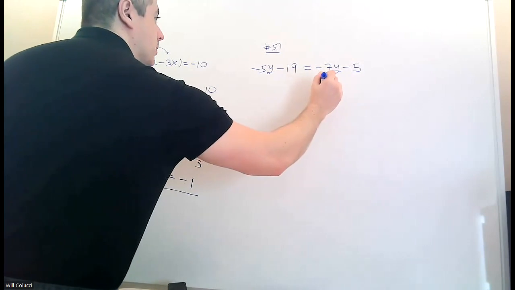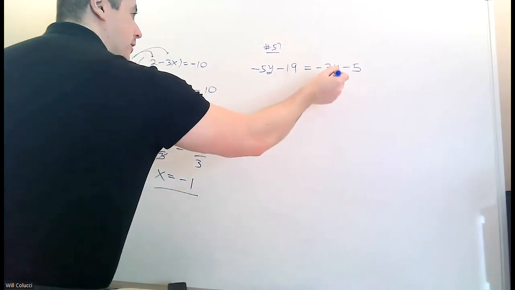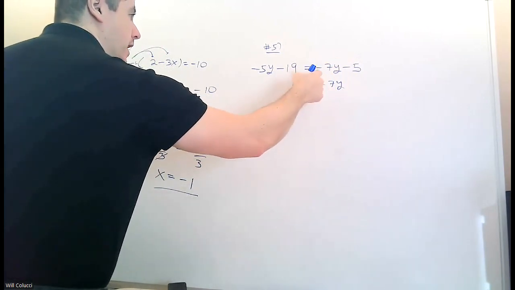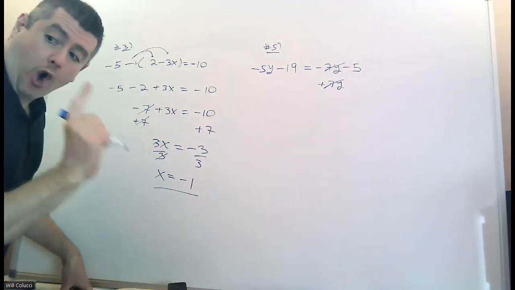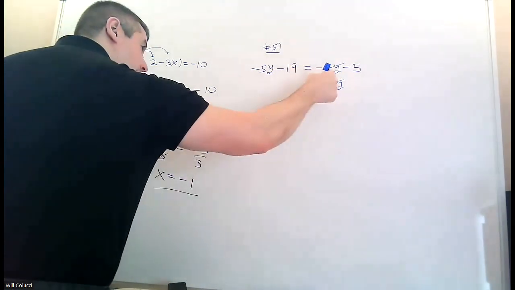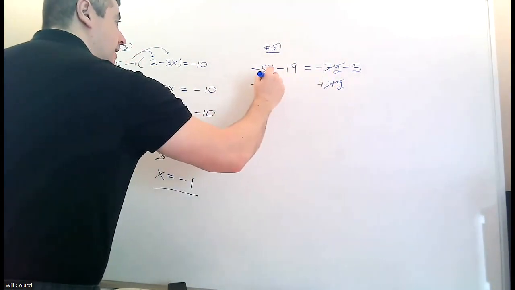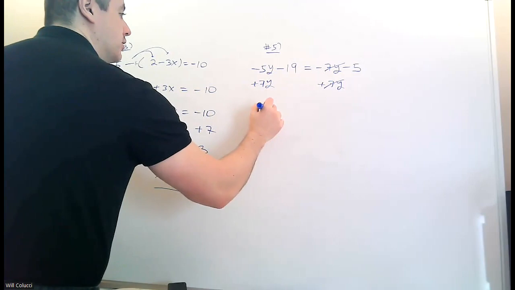What I would rather do is eliminate the y from the right side by adding 7y, right? You have a -7y, you're going to add 7y. Those will cross out. Notice that I always cross them out. I cross out what gets eliminated. So then I'm going to add 7y there. So that gives me 2y.